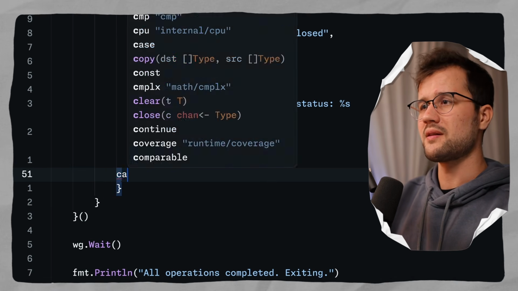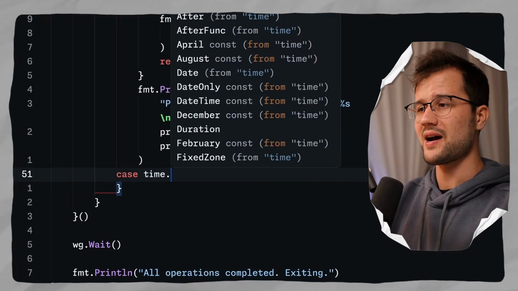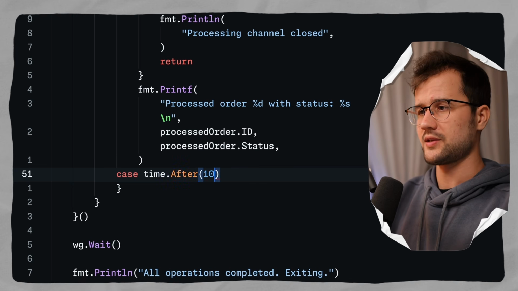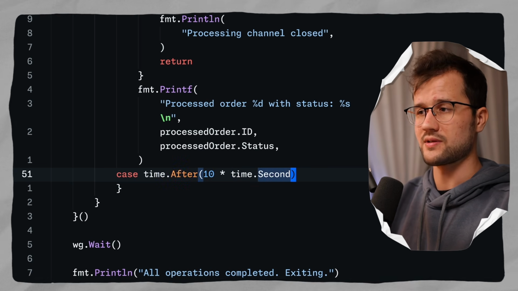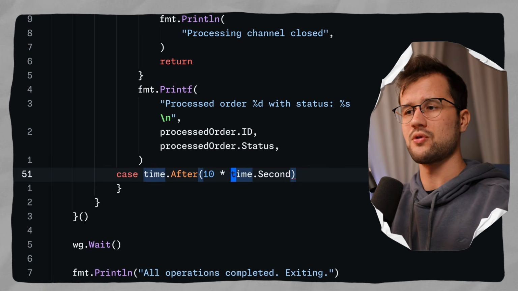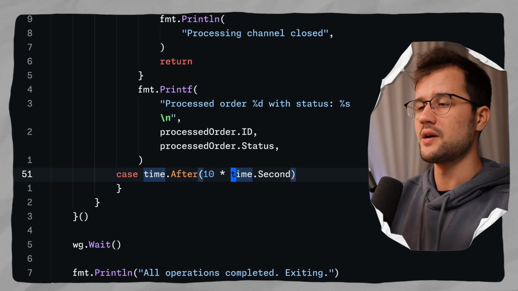And that's where another case comes into place. So we say case, and then we say time.After, right? And this After takes a duration. Let's just say that we want this timeout to be executed after 10 seconds. So basically, in the end, if no operation has occurred in 10 seconds, we want to print a timeout and return from this infinite running loop.